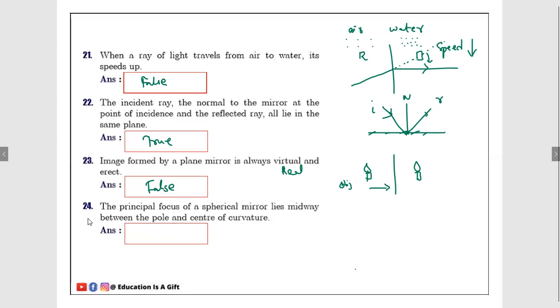Next, 24. The principal focus of a spherical mirror lies midway between the pole and center of curvature. They asked about a spherical mirror, so you can go with either a concave mirror or a convex mirror. Here there will be the pole, here there will be the center of curvature. The focus will be exactly in between the center of curvature and the pole. Yes, that is correct, hence it is true.